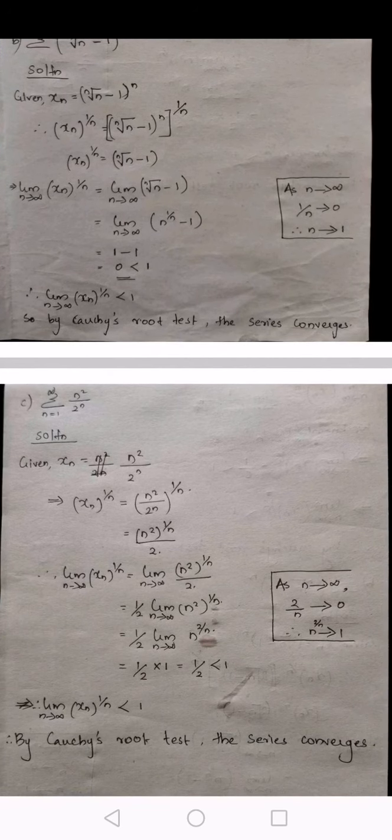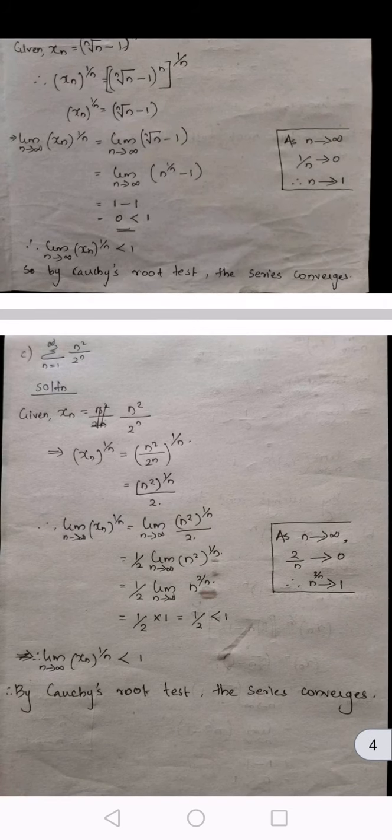And the third example is summation n equal to 1 to infinity n square by 2 raised to n. So we take xn as n square by 2 raised to n, and when we apply xn raised to 1 by n, the equation becomes (n square by 2 raised to n) whole raised to 1 by n. The numerator becomes n raised to 2 by n, and the denominator becomes 2. N cancels from the denominator.